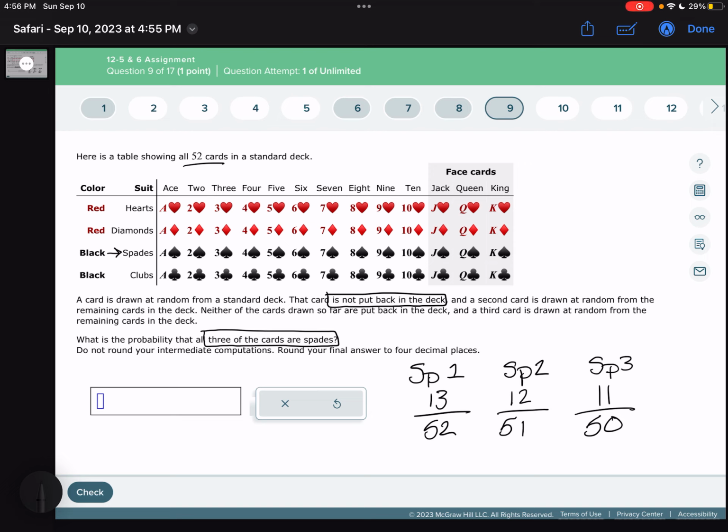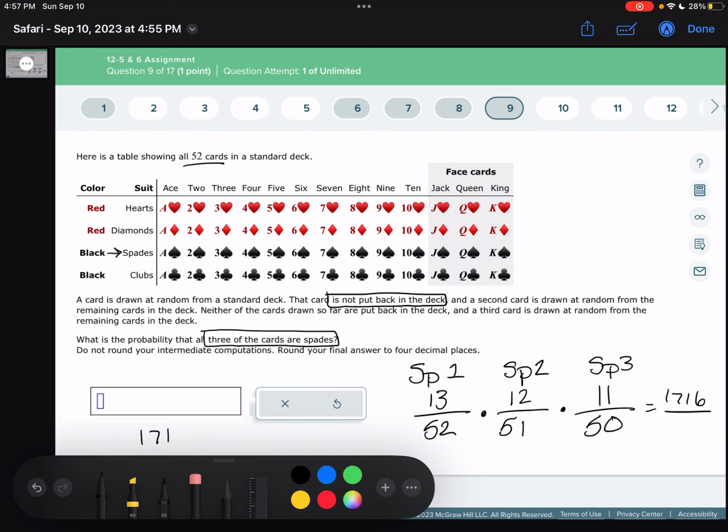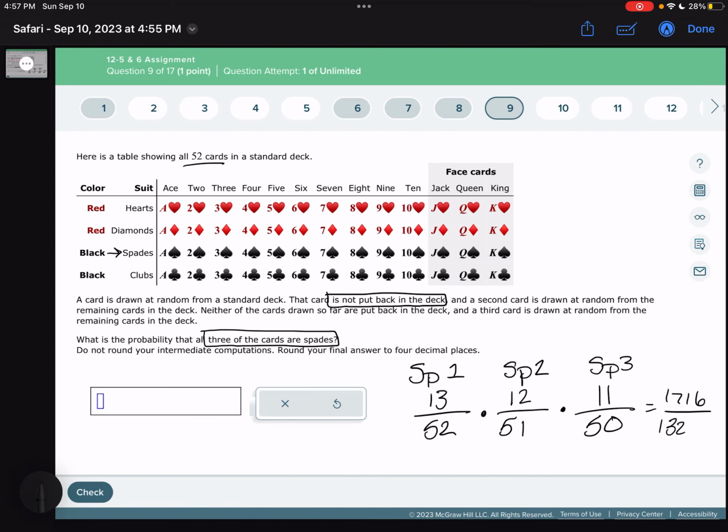You're going to multiply those together because I'm doing an and probability that all 3 are spades. So the first and the second and the third. I'm going to have 13 times 12 times 11. It's going to give me 1,716. Didn't know if I'd have enough space there to write it. I did. And then we're going to have 52 times 51 times 50 to get 132,600.